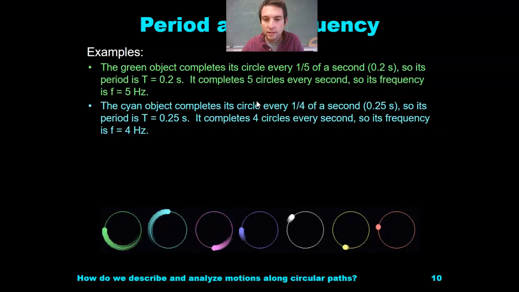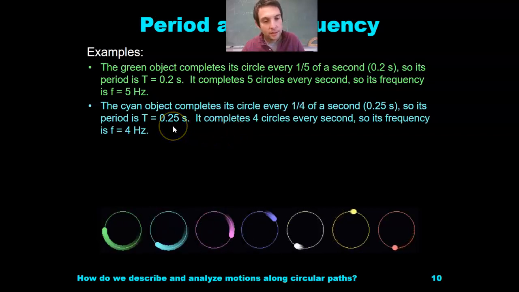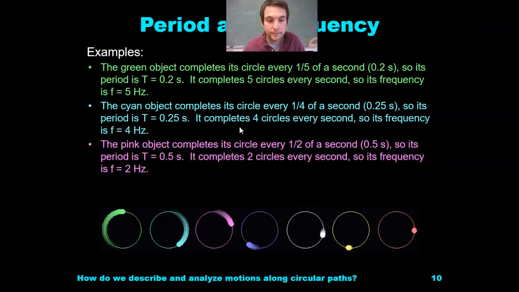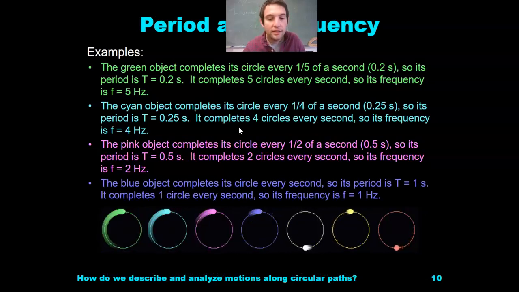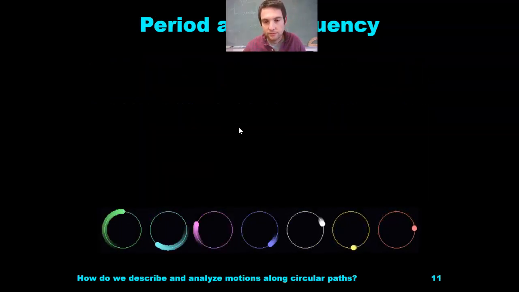The cyan object completes its circle every 1/4 of a second, 0.25 seconds, so its period is T equals 0.25 seconds. It completes 4 circles every second, so its frequency is 4 hertz. The pink object completes its circle every 1/2 of a second, so its period is 0.5 seconds, and it completes 2 circles every second, so its frequency is 2 hertz. The blue object completes its circle every second, so its period is 1 second, and it completes 1 circle every second, so its frequency is 1 hertz.